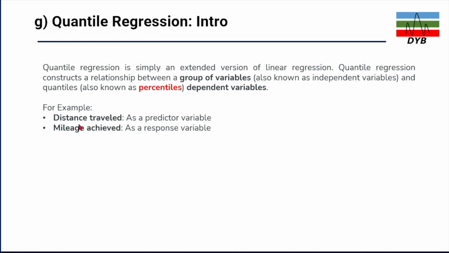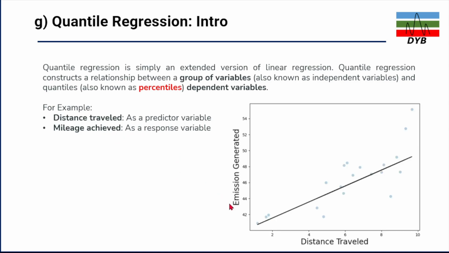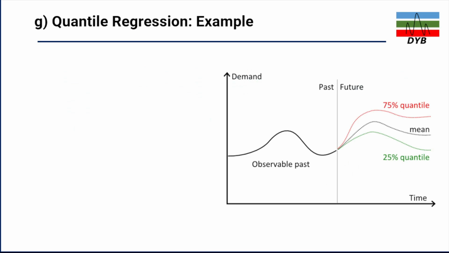So for example, let's say distance travelled is the predictor variable, and the mileage achieved is the response variable. Let's say this is the distance travelled and this is the emission generated. So we have this data, we can pass it through the regression analysis and we can make a future prediction of this data. So over here is a nice example.